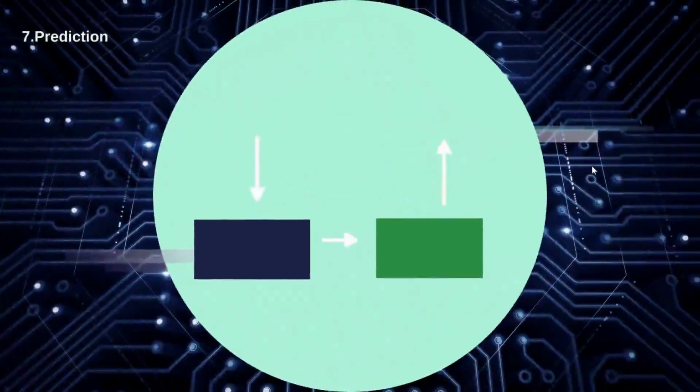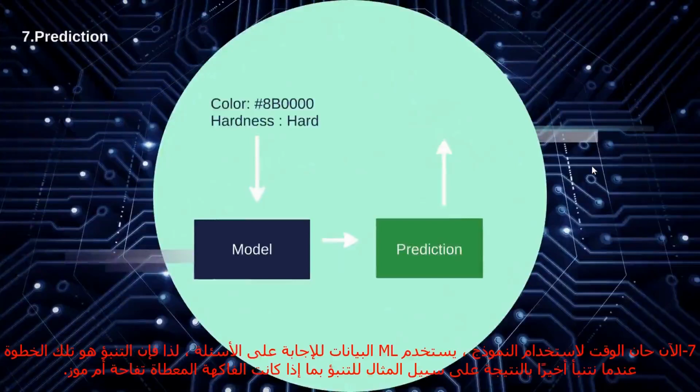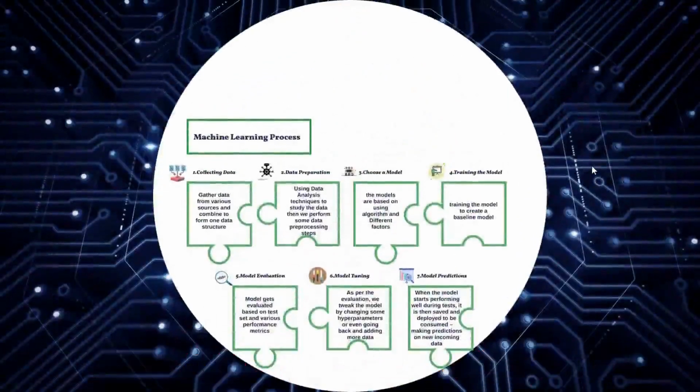Now it's finally time to use the model. ML is using data to answer questions, so prediction is that step when we finally predict the result. For example, to predict whether the fruit given is apple or banana. So these are all the steps that the machine follows in order to learn.